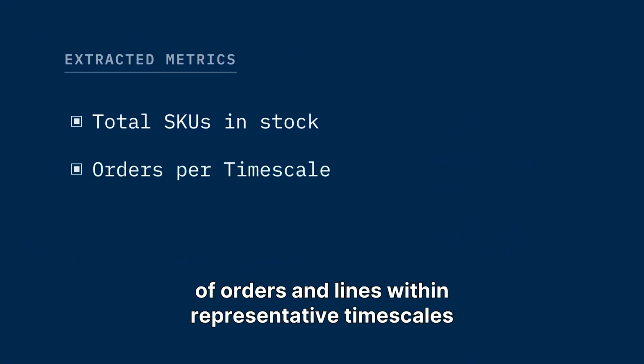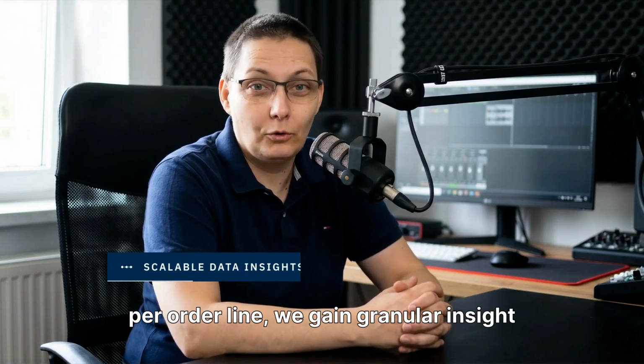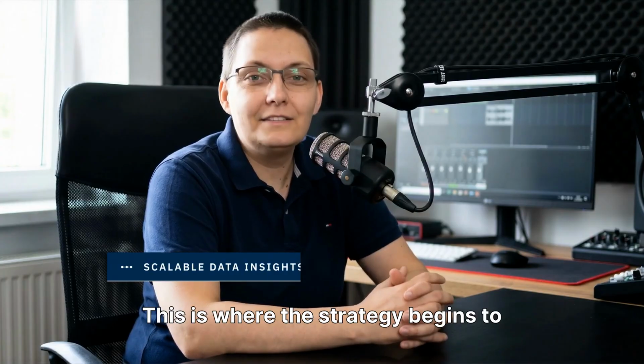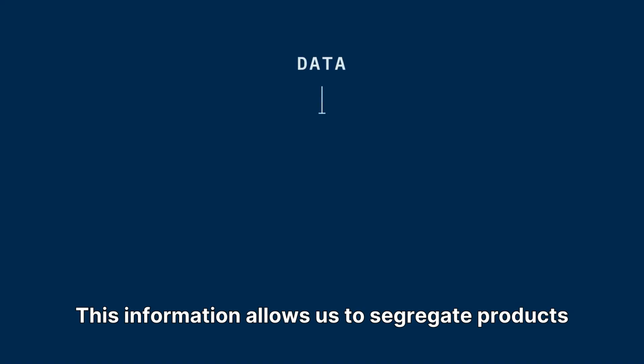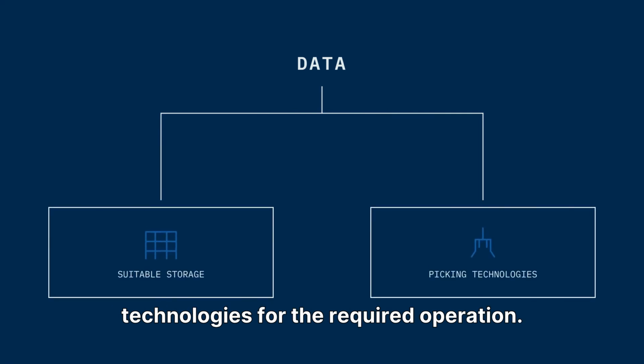From the analysis, we extract specific metrics, total SKUs in stock, and the volume of orders and lines within representative timescales like shifts or hours. By breaking down quantity per order and per order line, we gain granular insight into the operational parameters. This is where the strategy begins to take shape. This information allows us to segregate products into the most suitable storage and picking technologies for the required operation.